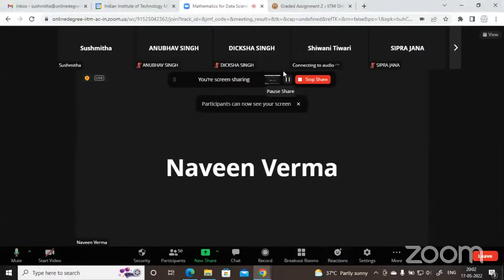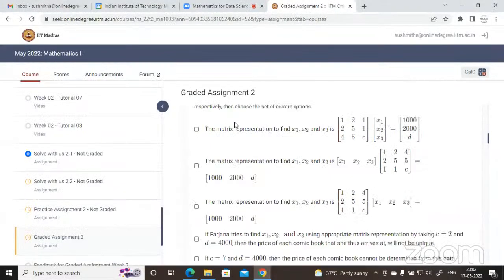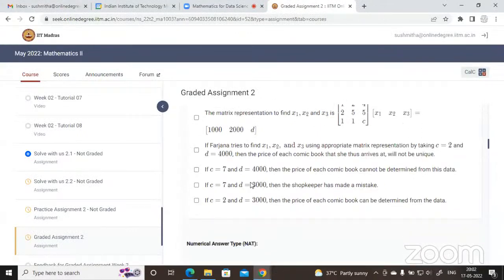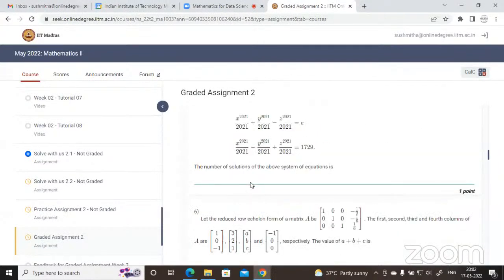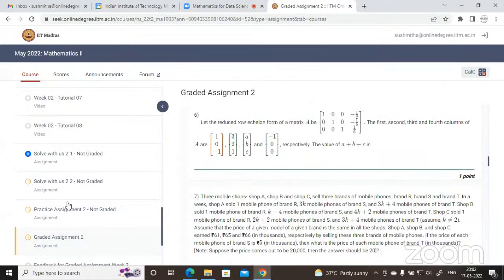Actually, ma'am, a similar question is also in activity question 2.4. It is graded assignment question number 6. After repeated trials, I am not able to solve it. Okay, can we discuss? One second, let me share my screen. Maybe you can ask a similar question in the activity, activity 2.4, ma'am.